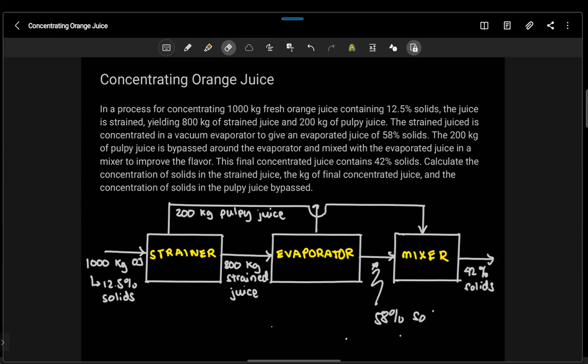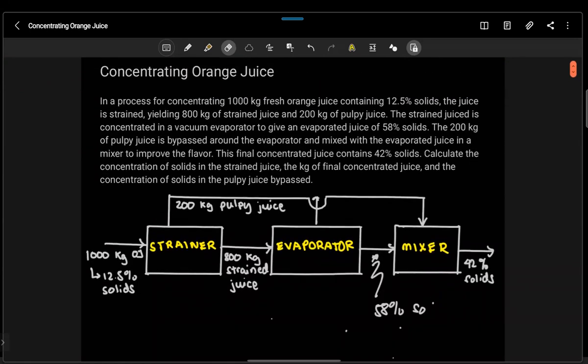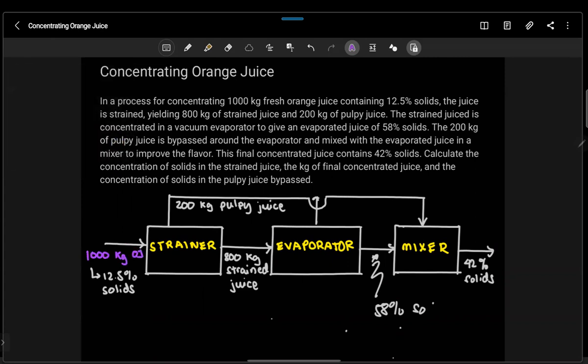Now, if you have done that, then here I will show you the basic flow sheet or diagram ng ating problem. So, mayroon ka daw 1,000 kilograms ng orange juice na fresh. Alright? So, ito siya. Now, we know the composition of this orange juice. So it turns out na 12.5% of that ay yung solids or yung pulps na tinatawag natin.